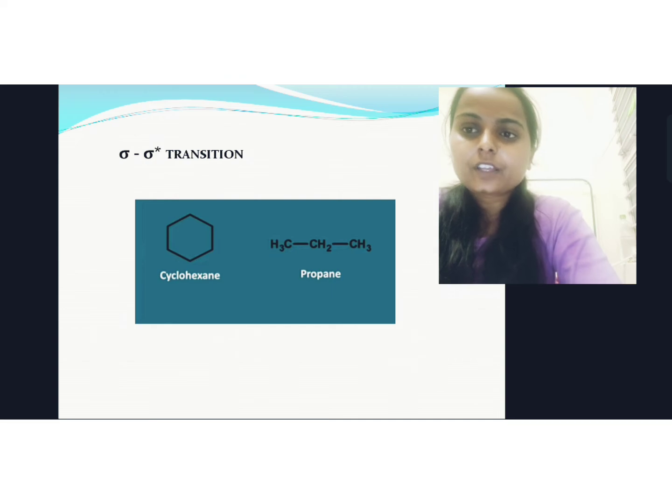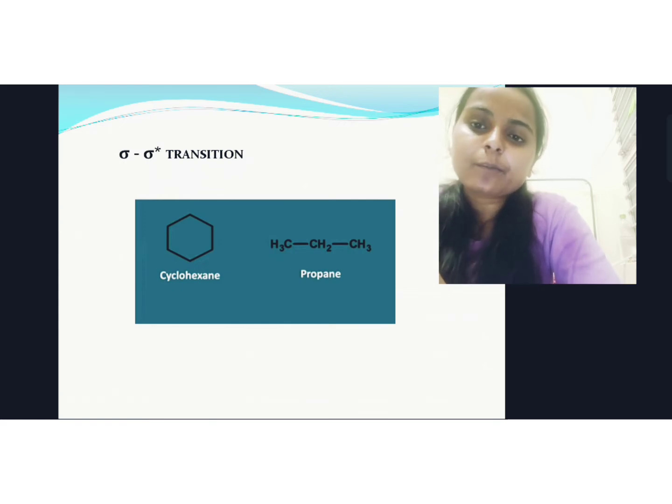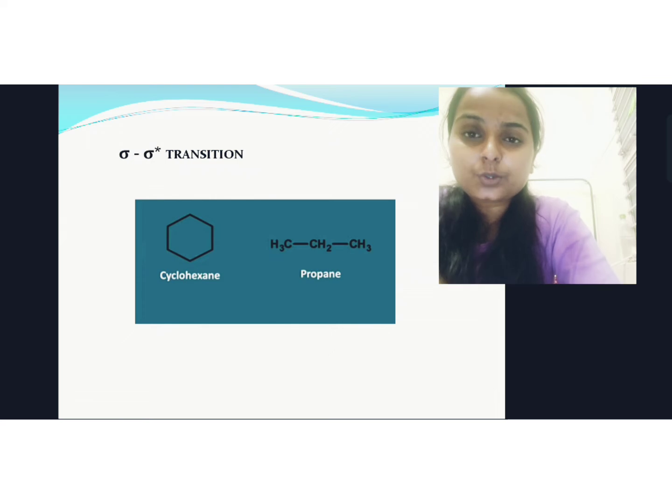Now, sigma to sigma star transition. These molecules have only sigma bonds, so they undergo sigma to sigma star transition. Molecules like cyclohexane have sigma bonds, so they undergo sigma to sigma star transitions. And alkanes like propane have sigma bonds, so they also undergo sigma to sigma star transitions. These types of molecules fall under less than 200 nanometers, so it is called the vacuum UV region.